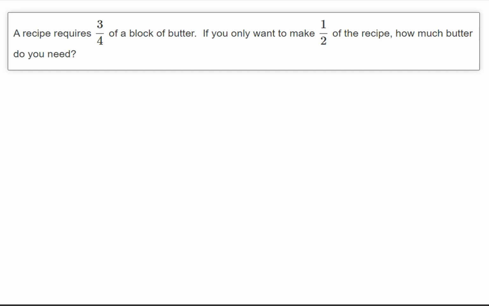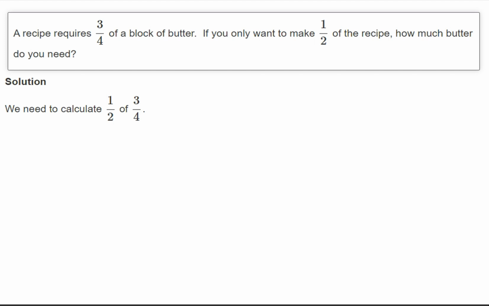Example: the same muffin recipe requires 3/4 of a block of butter. If you only want to make 1/2 of the recipe, how much butter would you require? First, we must identify that we are being asked to calculate 1/2 of 3/4.